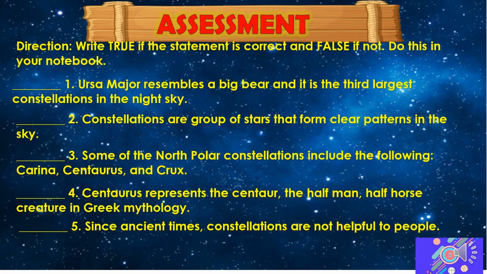Let us now answer the assessment. So for number 1, is your answer true for number 1? Then you are correct. Number 2, if your answer is true, then you are correct. Number 3, if your answer is false, then you are correct. Number 4, if your answer is true, then you are correct. And number 5, if your answer is false, perfect. You got it right.